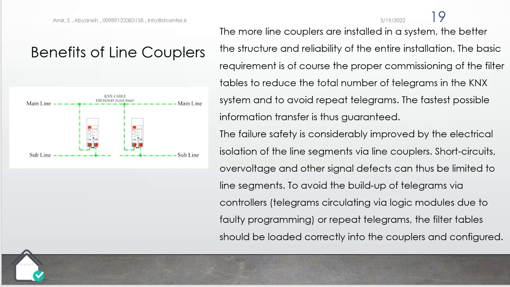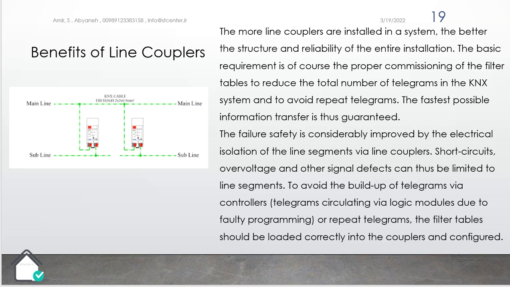The more line couplers are installed in a system, the better the structure and reliability of the entire installation. The basic requirement is, of course, the proper commissioning of the filter tables to reduce the total number of telegrams in a KNX system and to avoid repeat telegrams. The fastest possible information transfer is thus guaranteed.